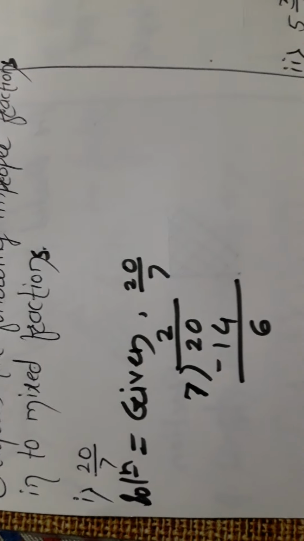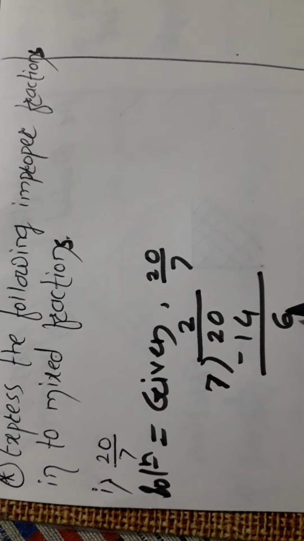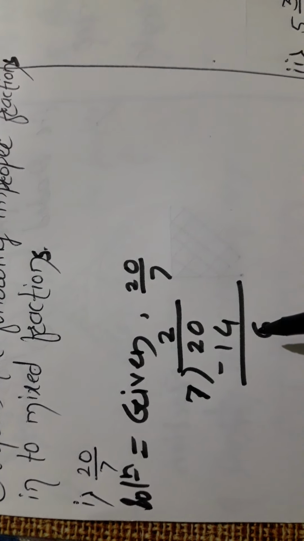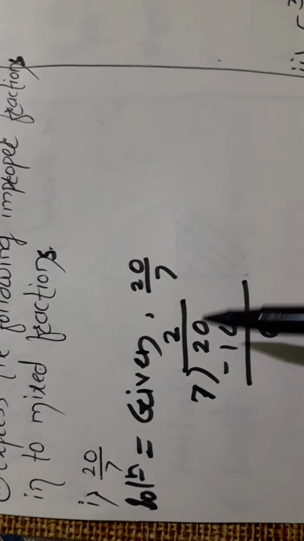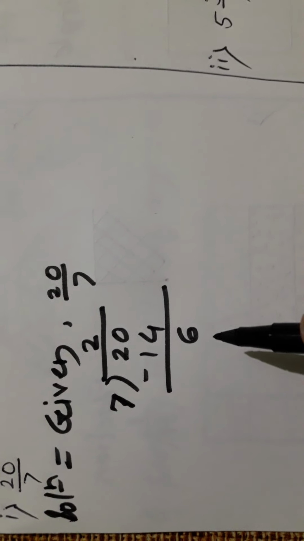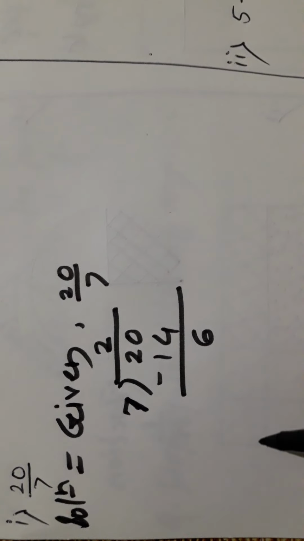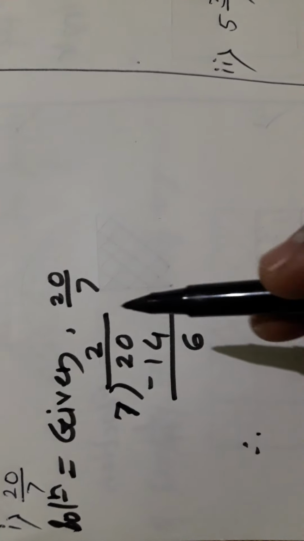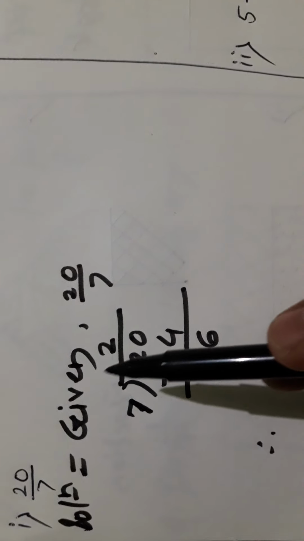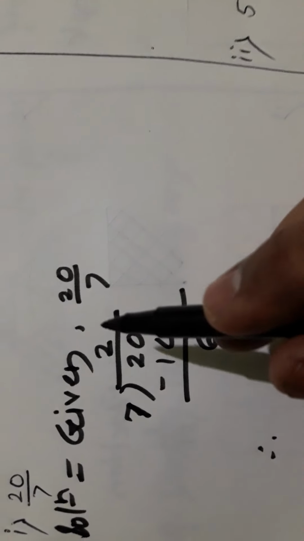Now according to the formula I told you, this is known as the quotient, this is the divisor, and this is the remainder. Do you understand? This 20 is the dividend, but the dividend is not in the formula. In the formula what is there? Quotient and remainder upon divisor. Therefore the answer will be what? 2 is the quotient, 7 is the divisor, and 6 is the remainder. Then first of all we have to write the quotient.